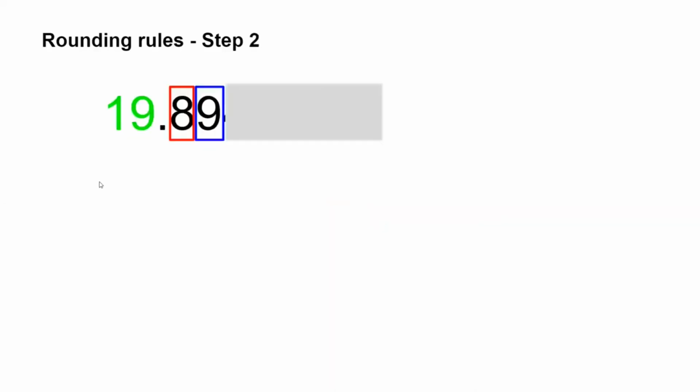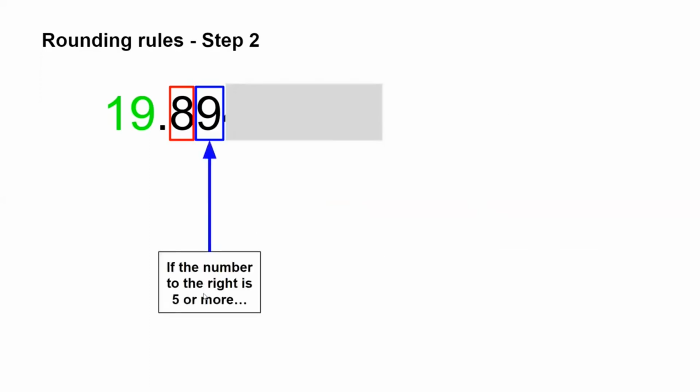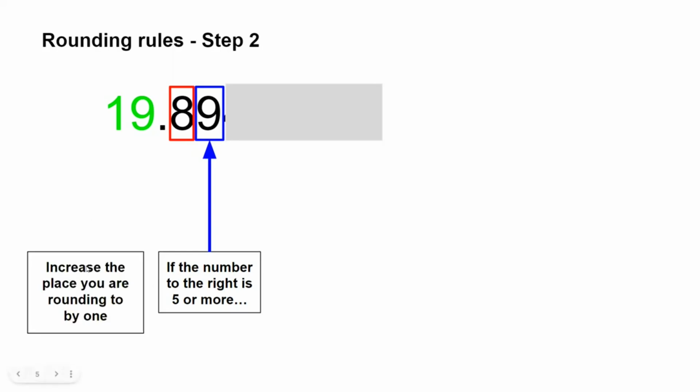So let's look at step two. Here's where we were in step one. If the number to the right is 5 or more, as it is in this case, it's the number 9, that's more than 5, we're going to increase the digit in the place we're rounding to. So this is an 8. We're going to increase that to a 9. We're going to round it up. So our answer would be 19.9, rounded to the 10th place. And you can see we only have one number to the right of that decimal.